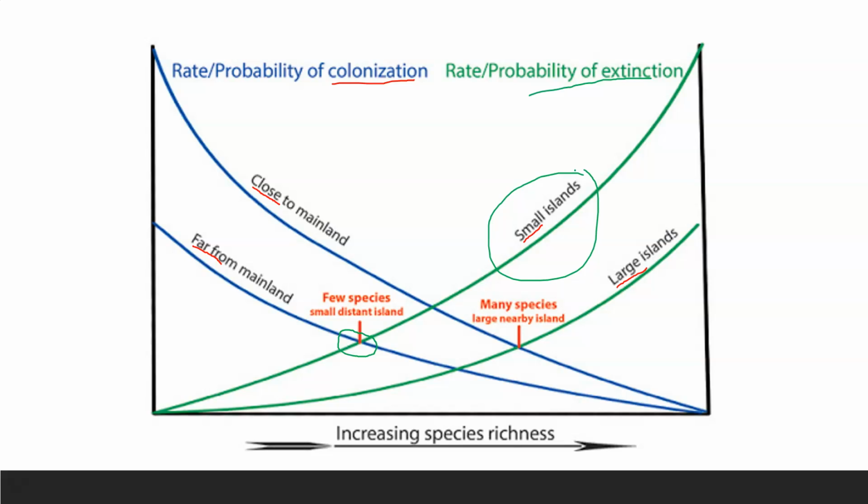And if we think back to resource partitioning, if the species don't diversify and find different ways to use these limited habitats, they're going to go extinct. So we can generalize this to say that closer islands that are larger are going to have more species than smaller islands that are further away. Again, because of the resources they offer and the difficulty to get there.